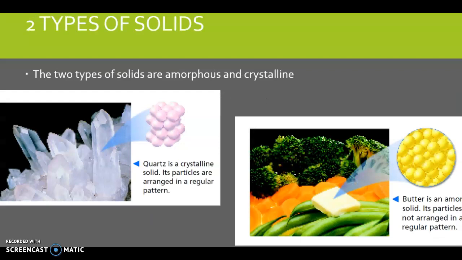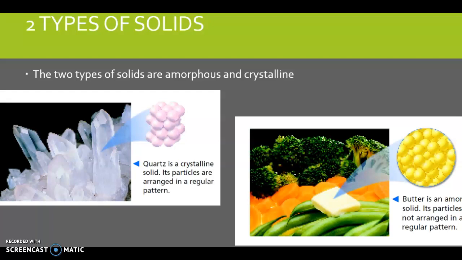There are two different types of solids, because this solid acts a little different than that solid. The main one we talk about when we think about solids is crystalline solids. These are arranged in a regular pattern, which means they don't change. It's very difficult to make them change their shape.